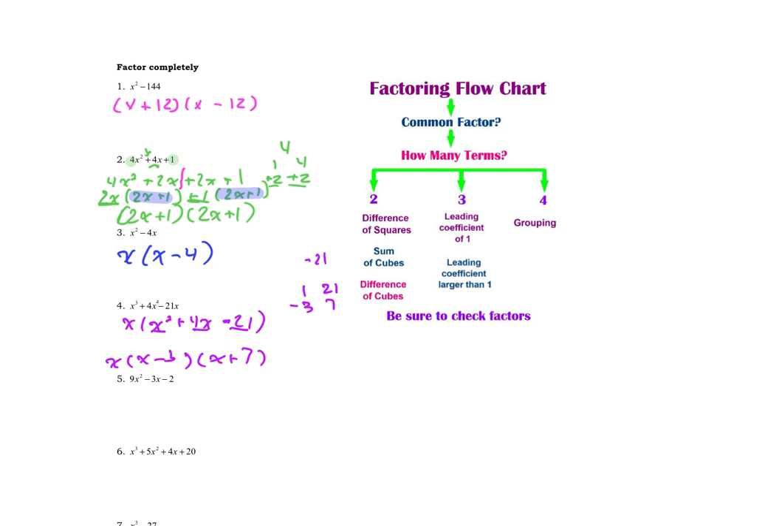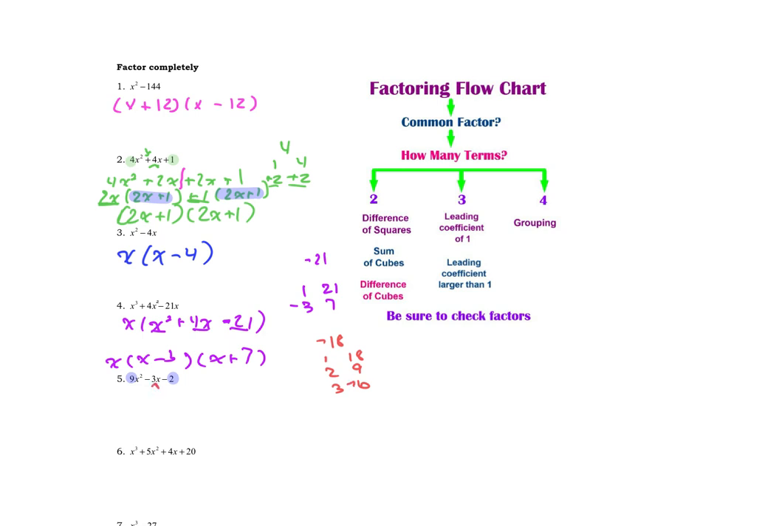Okay, then number 5, I'm looking for a common factor. There is not one. So now I'm going to go to how many terms? There's 3 terms. The leading coefficient's larger than 1, so that's split the middle. So I'm going to multiply 9 times negative 2, and get negative 18. And now I get the factors of 18, 2 and 9, 3 and 6. And I want them to subtract, or a negative 18 to get negative 3. So that would be positive 3 and negative 6.